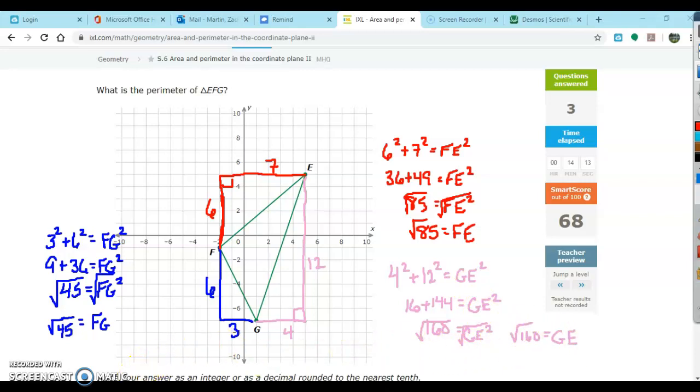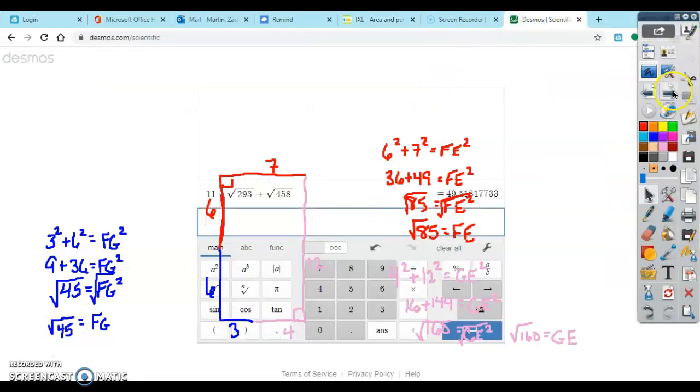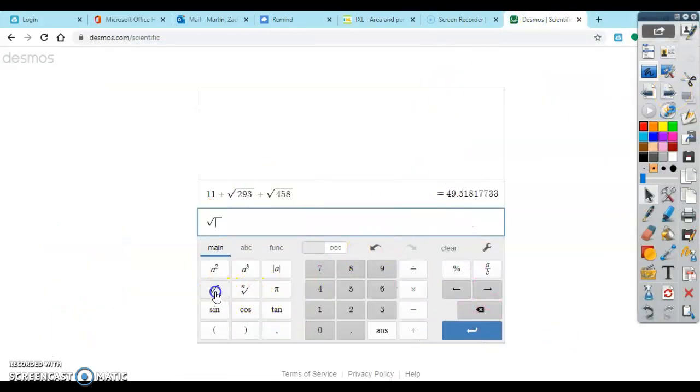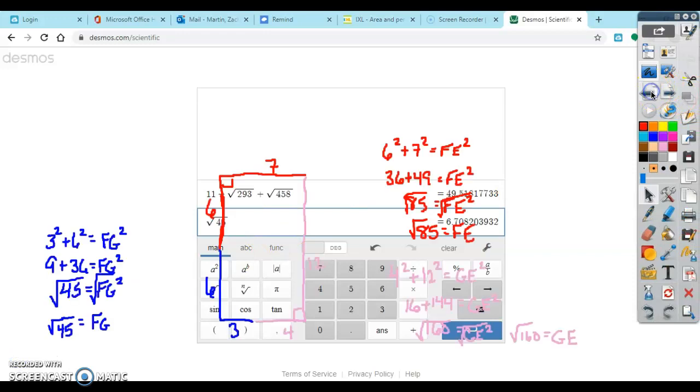Now we're going to write our answer, if you see down here at the very bottom, as an integer or as a decimal rounded to the nearest tenth. We need to add all these roots together. Let's just use the Desmos Scientific Calculator. So that was the square root of 45. Let's see what else we had there. We had the square root of 85 and the square root of 160.